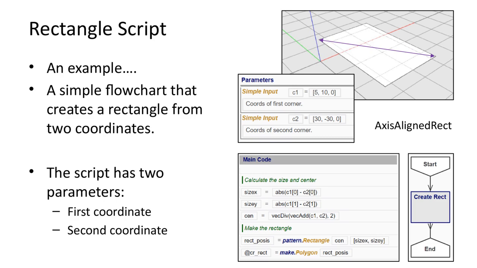In this example, the global function flowchart is very simple. It has just a single node. The flowchart generates a rectangle polygon from two coordinates. The parameters to the script are the two coordinates, specified as lists of the numbers.